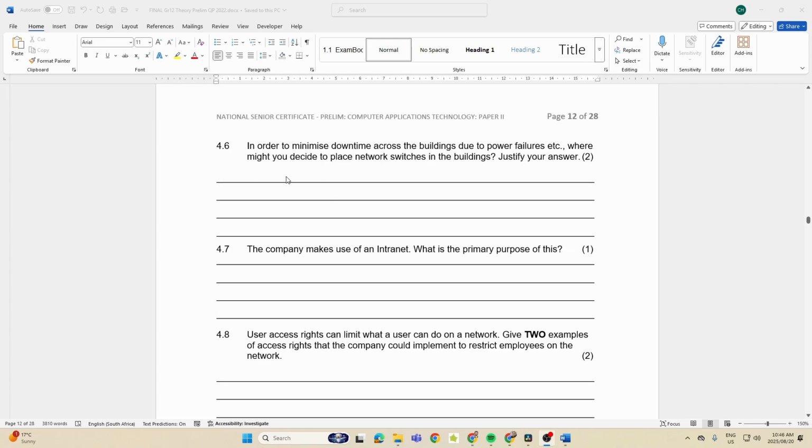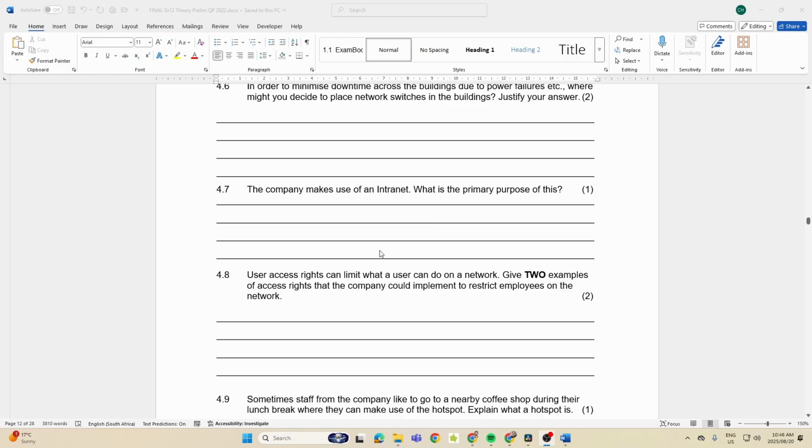Right. In order to minimize downtime across the buildings due to power failures, where might you decide to place network switches in the buildings? So you would want to look at having a network switch maybe for each floor that connects to the server room, so that if one floor goes down, it doesn't affect the other floor.